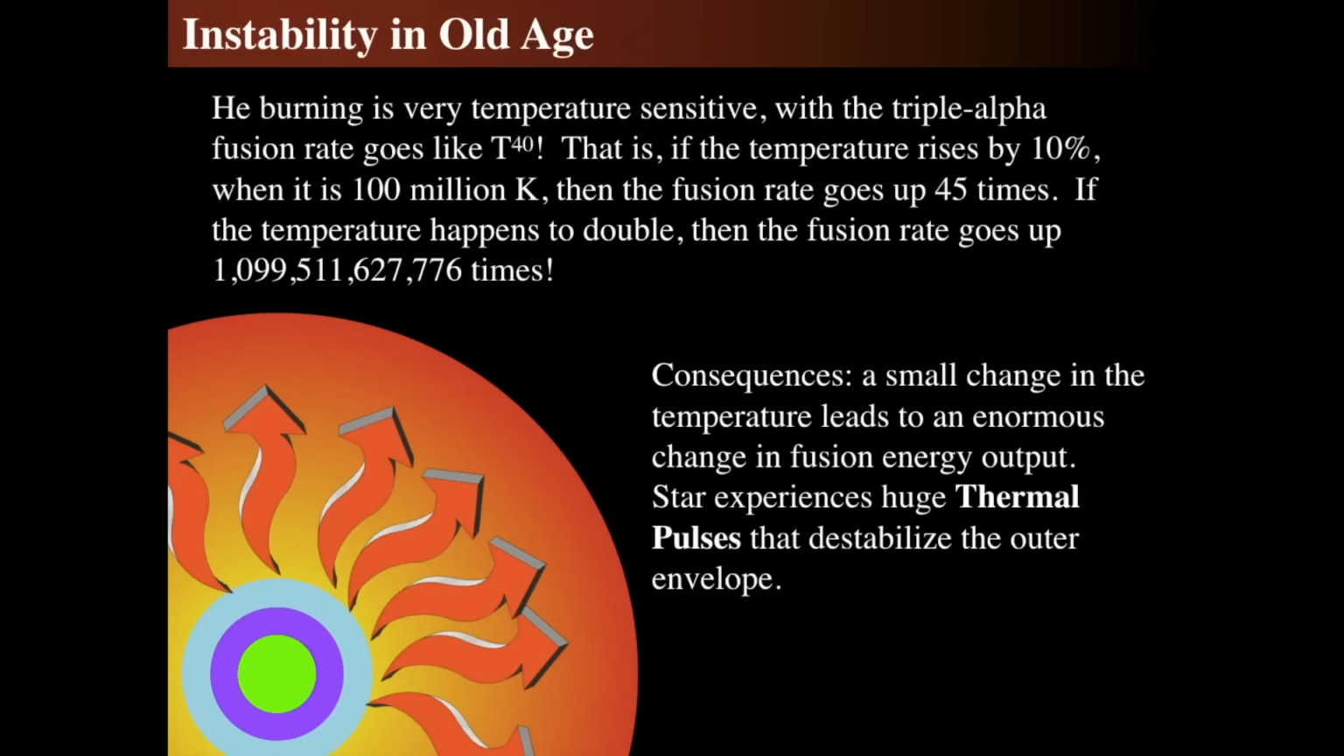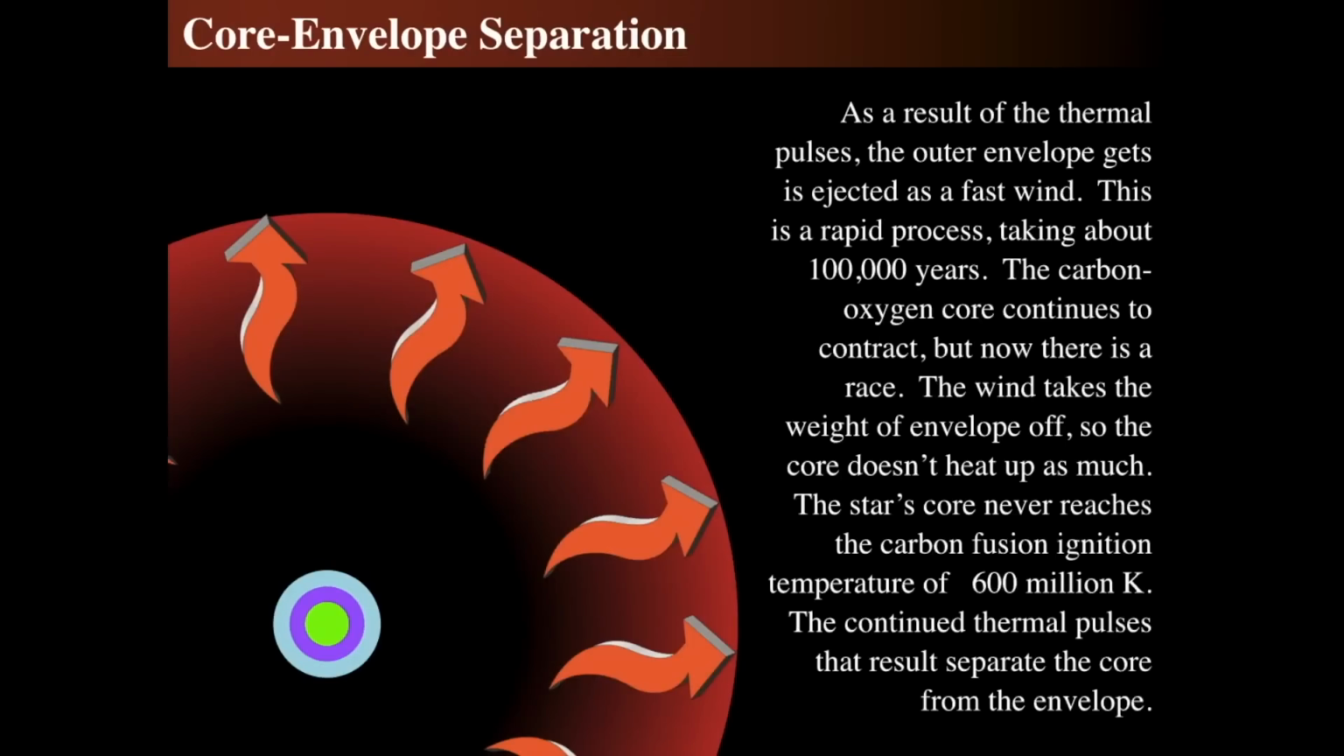So I made those arrows to show that all of a sudden there's enormous heat that pushes out from the center, lifting the envelope away, and it destabilizes the envelope of the star, and that makes the core and the envelope separate. And as a result of it, the entire outer envelope is ejected as a fast wind over 100,000 years. Which is essentially the entire lifespan of known human history, about 100,000 years.